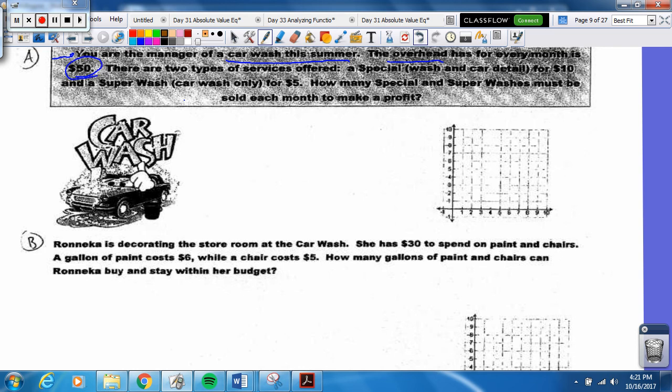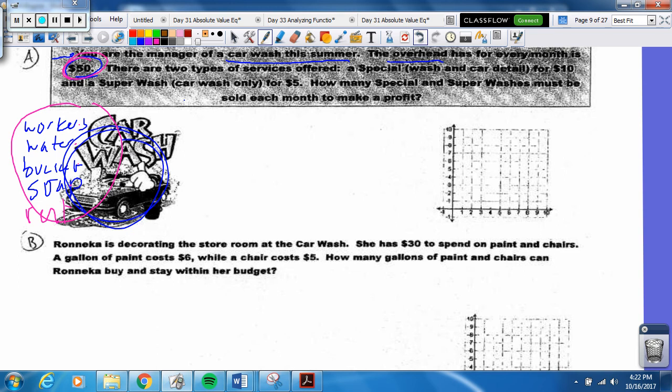Okay, so the overhead. What is overhead? Well, in order to run a car wash, what do we need? Well, we need to pay the workers. We need to pay for the water. We need to pay for the buckets. We need to pay for the soap. In order to run an entire car wash, you have to pay for things first. And so the stuff we have to pay for every month, the workers, the water, the buckets, the soap, the rent on the place, all that stuff, that's called our overhead. And so it's $50 a month according to this problem.